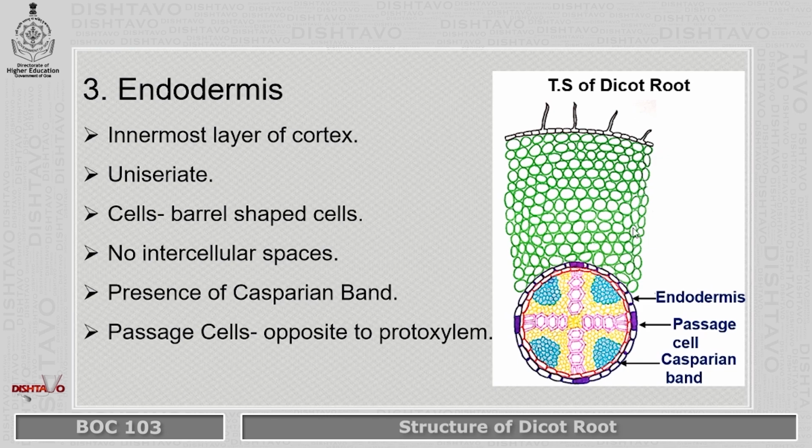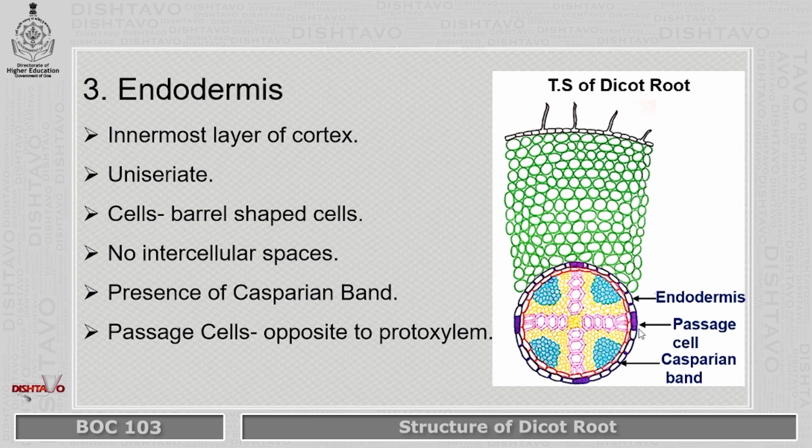It is inner to the cortex. It is uniseriate, consisting of a single row of cells. There are no intercellular spaces and it shows a special thickening at their anticlinal walls. This thickening is called Casparian band. The Casparian band is made up of lignin and suberin. It does not allow free passage of water from cortex to the stele.